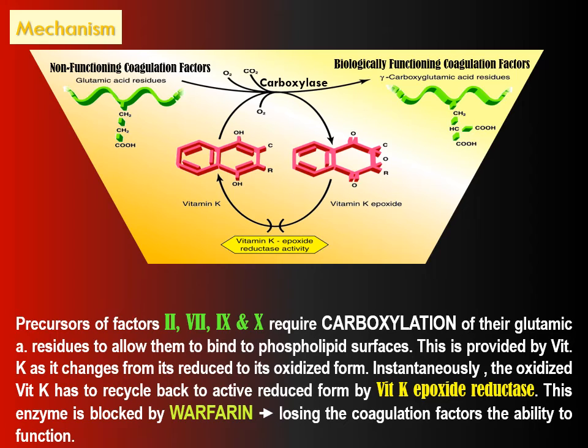How do you get this carboxylation? It is through the conversion of vitamin K from its reduced form to its oxidized form. At the same time, the oxidized form has to recycle back to its reduced form through the vitamin K epoxide reductase enzyme. Warfarin acts by inhibition of this epoxide reductase enzyme, so it inhibits the formation of reduced vitamin K2, which upon its oxidation gives the carboxyl group to the coagulation factors to activate them.